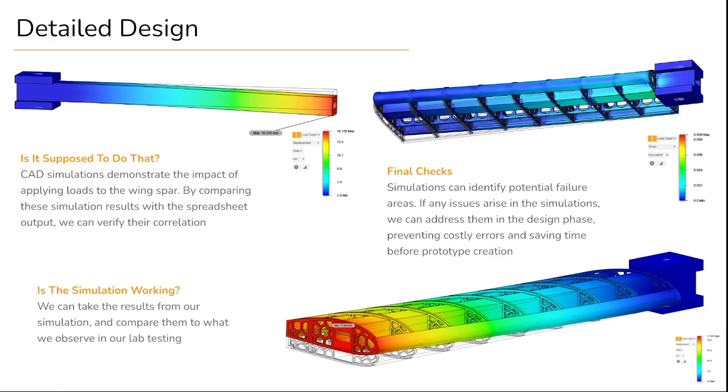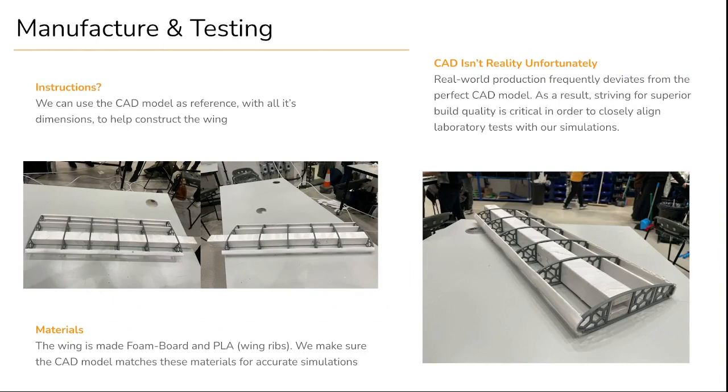However, the spreadsheet does not validate the accuracy of the simulations. When testing physical prototypes, results should be compared with the simulation's outcomes to validate their accuracy. To obtain precise results for comparison, we must ensure the build quality so it does not deviate too much from our simulation. We also need to use the same materials as we did in our simulations.